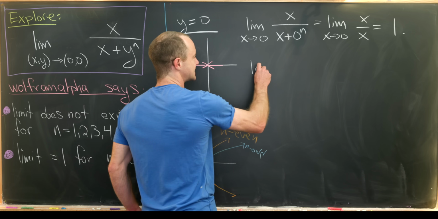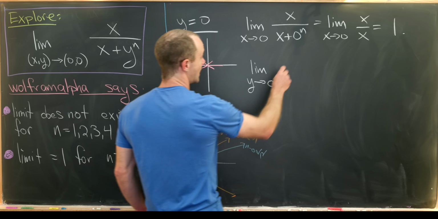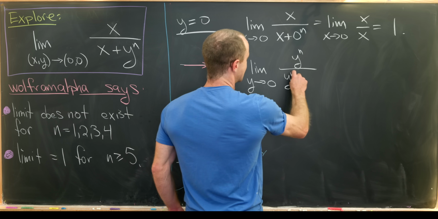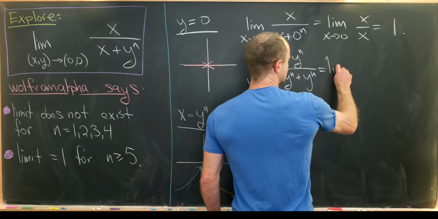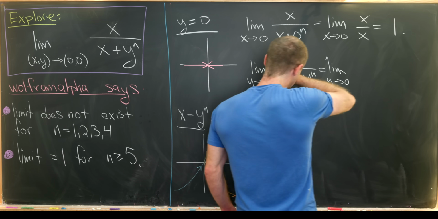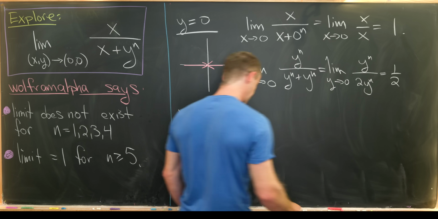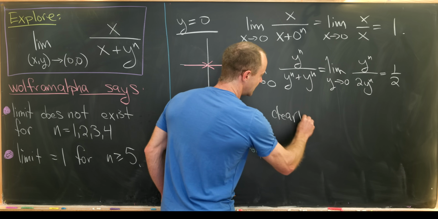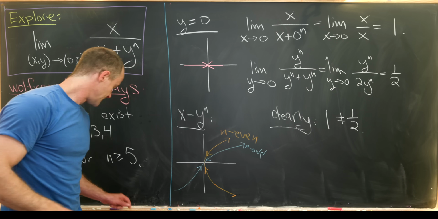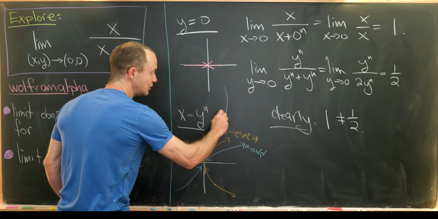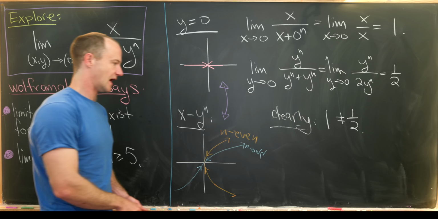But we can work both of these cases at the same time. In each of these cases, our limit collapses to the limit as y goes to 0 of y to the n over (y to the n plus y to the n). That's clearly equal to the limit as y approaches 0 of y to the n over 2 times y to the n, which is equal to a half. But clearly, the number 1 is not equal to the number a half. So we've exhibited two different limits depending on which curve we approach the origin by.